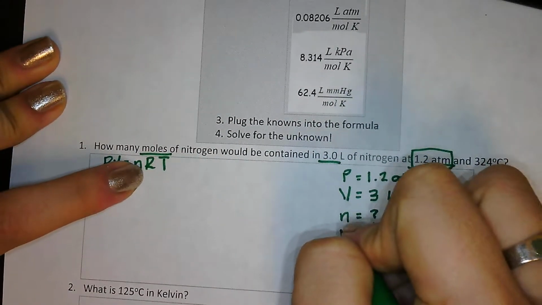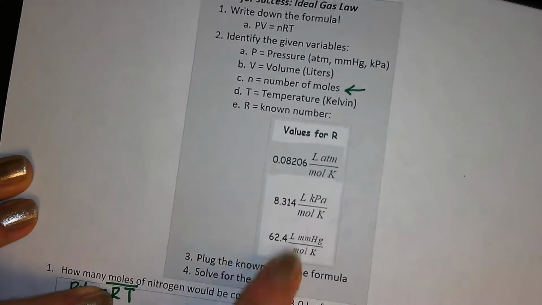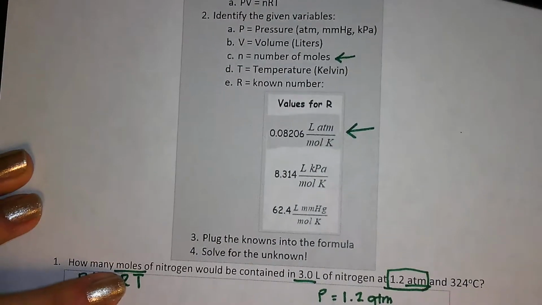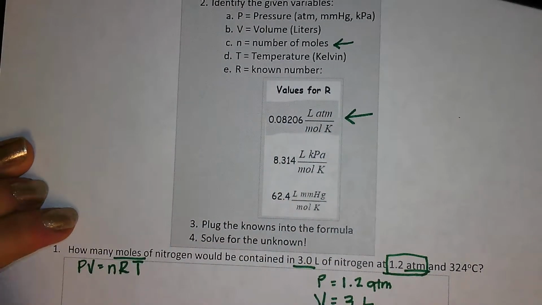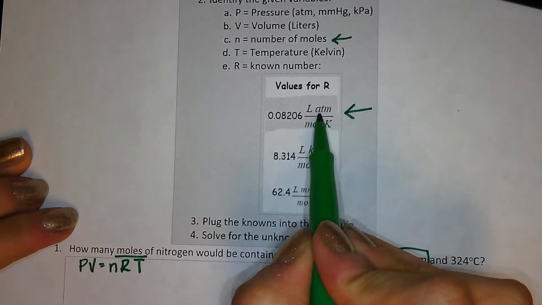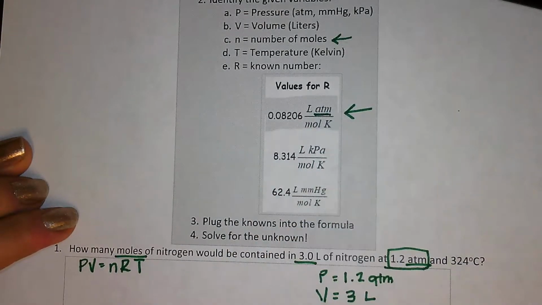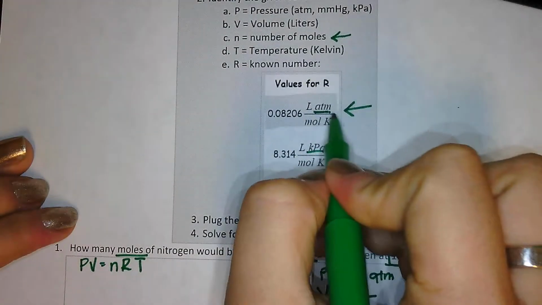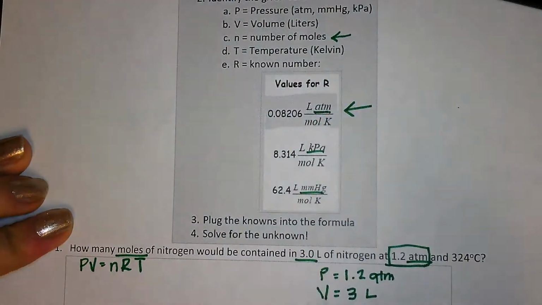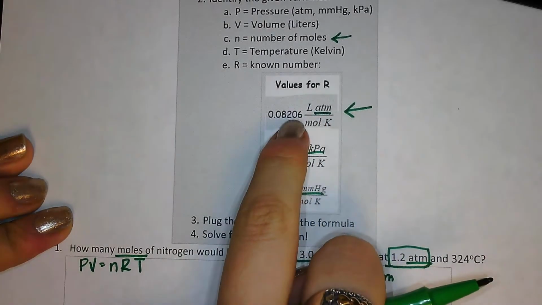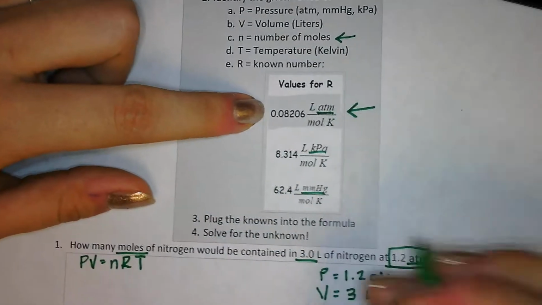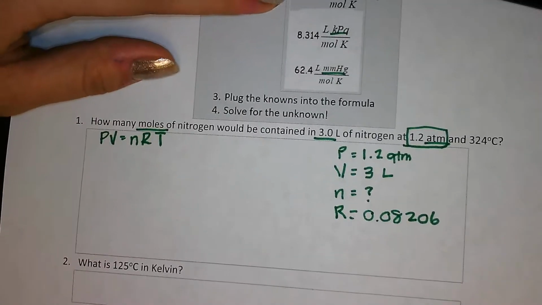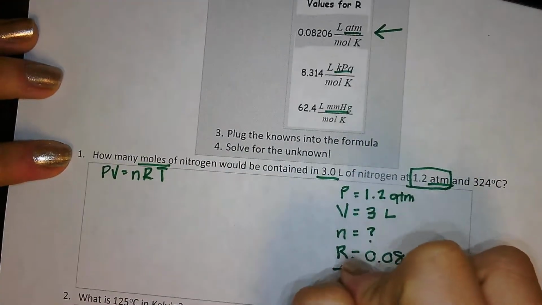Next up, you got R. R is a gas constant. The most common one you will use for this unit, and honestly for the rest of chemistry, is the one at the top. It all depends on the units that the problem gives you. So this one works with atmospheres, this one works with kilopascals, and this one works with millimeters of mercury. This, again, is the most common one. In this problem, we have atmospheres. So this is the constant that we'll be using. 0.08206.